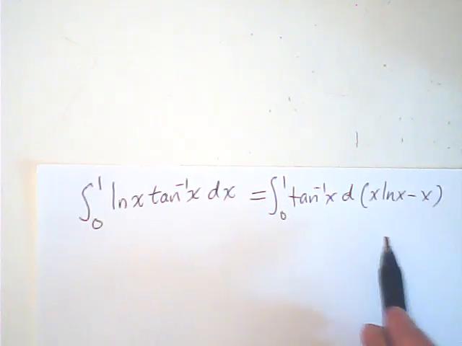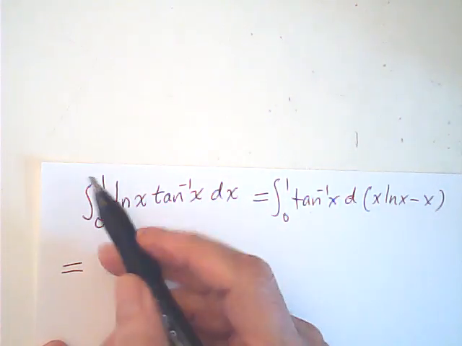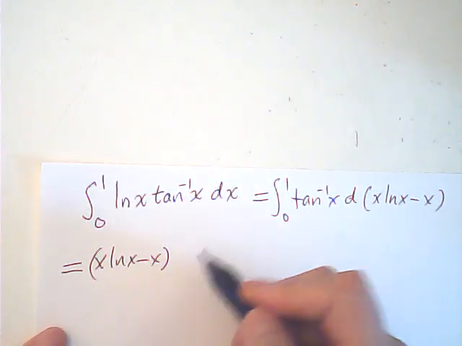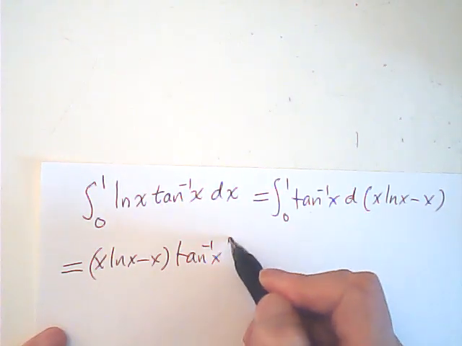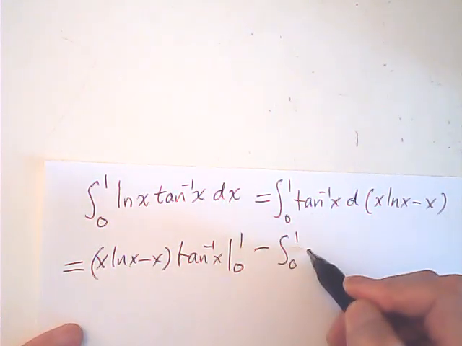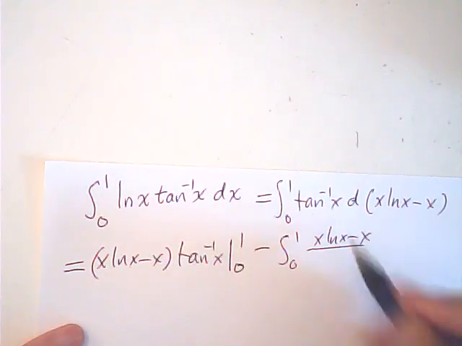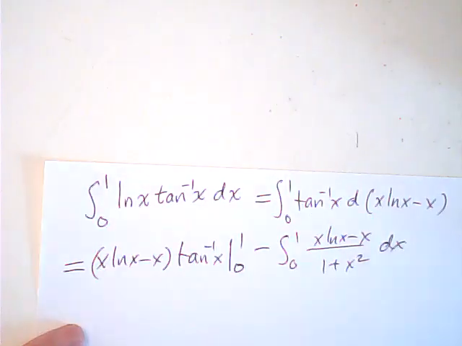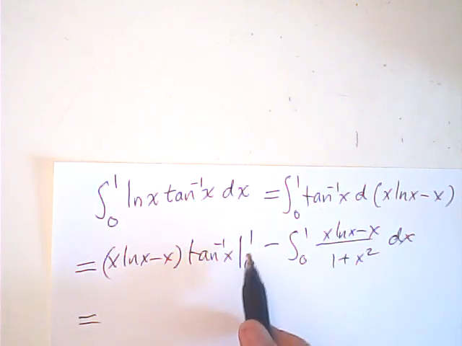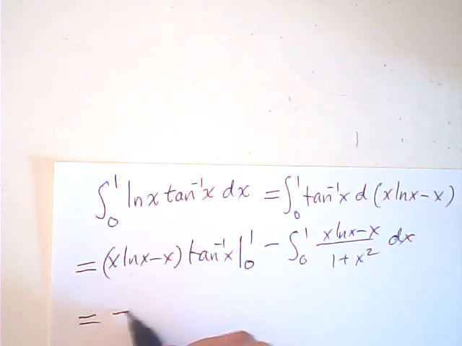Now I can start by parts. U dv, so this is v, and this is u, from 0 to 1, minus the integral of v du. v is this, du is 1 over x squared dx. Well, for this one, x equal to 1 is 0. This is a 1, this is a quarter pi. So it equals, again, negative quarter pi.